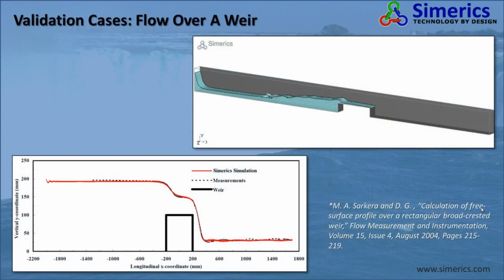Here is a validation case of flow over a weir. You can see that the predicted shape of the free surface matches experimental data almost exactly.